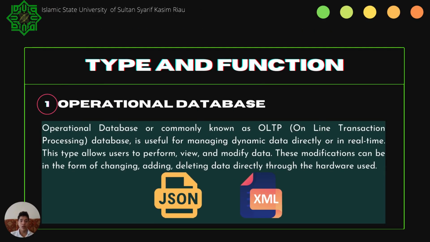There are 5 types and functions of database. And the first is the operational database. Operational databases are commonly known as OLTP or Online Transaction Processing Database. It is useful for managing dynamic data directly or in real time. This type allows users to view and modify data. These modifications can be in the form of changing, adding, deleting data directly through the hardware used. Examples of operational database are JSON and XML.